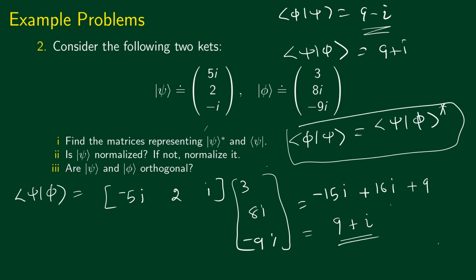It works here. We found it in two different orders. We found bra phi ket psi equal to 9 minus i, and we found bra psi ket phi equal to 9 plus i, and this is the complex conjugate of bra phi ket psi. So we have verified that this works, at least in this case. Bra psi ket phi is equal to bra phi ket psi star.